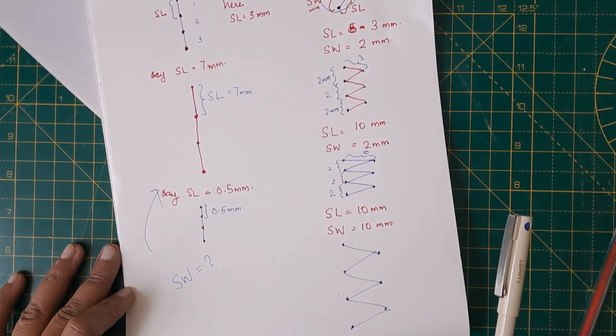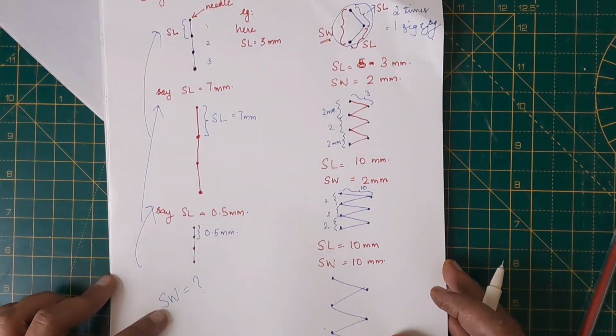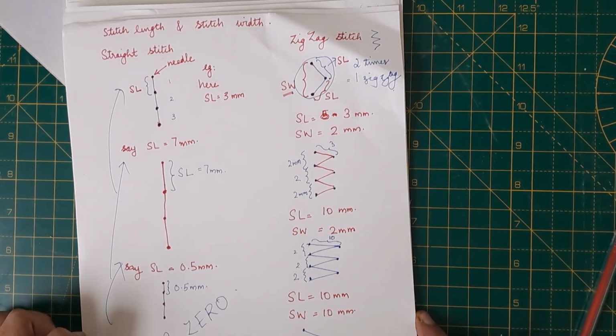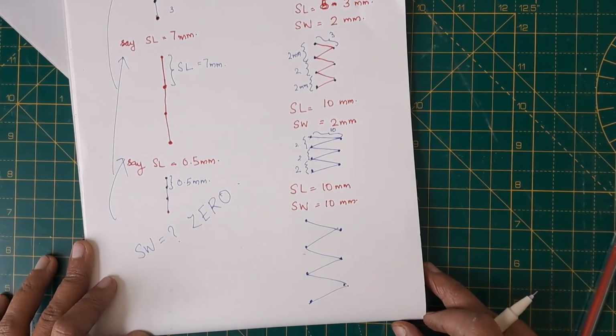Now what could be the stitch width of a straight stitch? The stitch width of a straight stitch is going to be 0. Why? Just think yourself and find the answer.